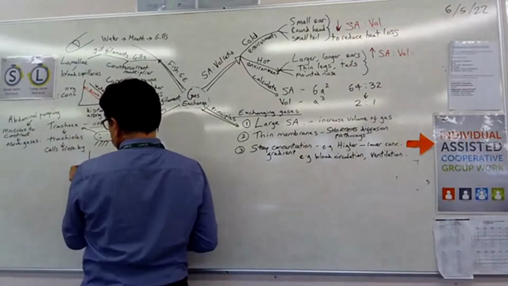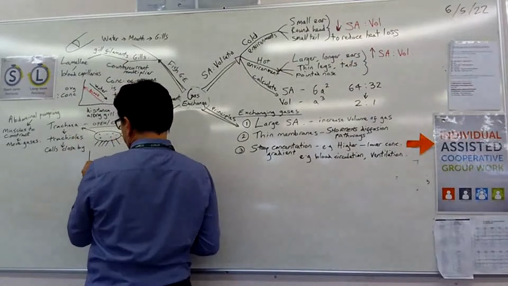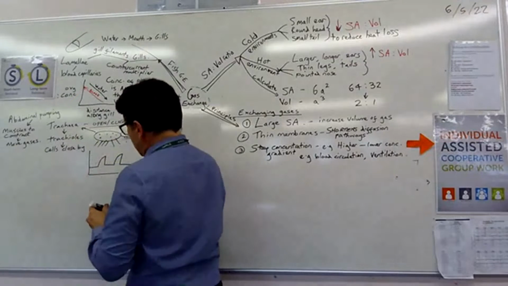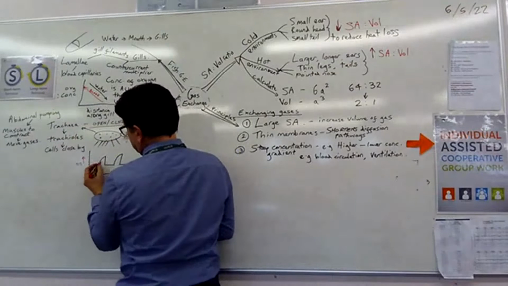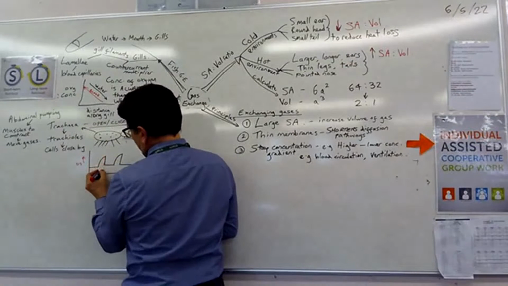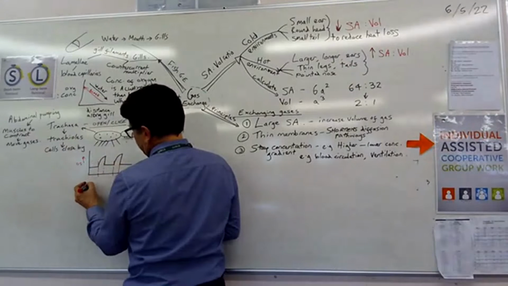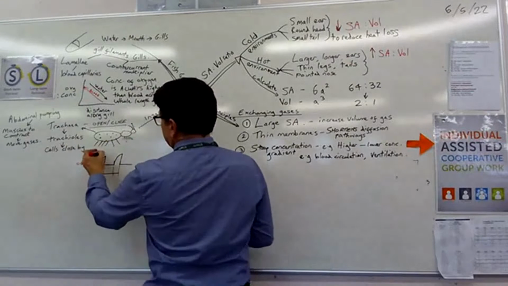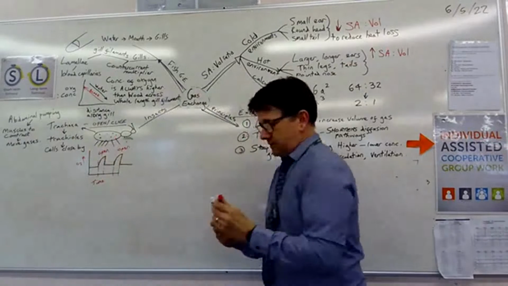So usually you see a graph like this. When it's open is when oxygen concentration increases, so it's usually that point there. That's when they're open. You need to work out the time they're open. I like to do that.